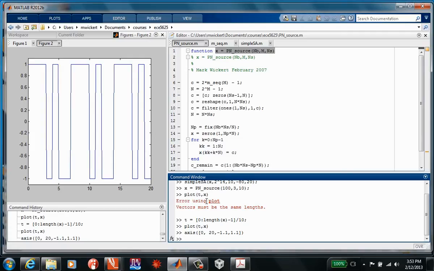Because what I did is I repeated the cycle when I called the M sequence generator. It gives you a vector that's just one period long, but then I concatenated those vectors and did some digital signal processing to get it stretched out to look like a waveform.